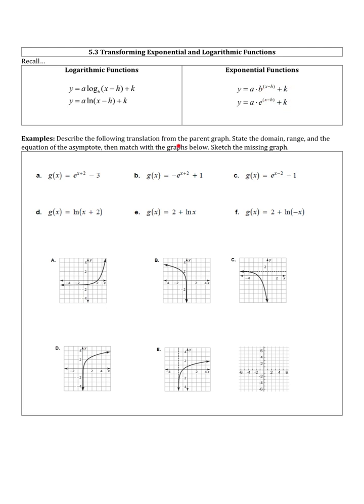This says describe the following translation from the parent graph. State the domain, range, and the equation of the asymptote, then match with the graphs below. Sketch the missing graph. All right, first of all, what we want to do is identify whether each equation is exponential or logarithmic. So for part A, I see that I have an exponential graph because we've got e right there.